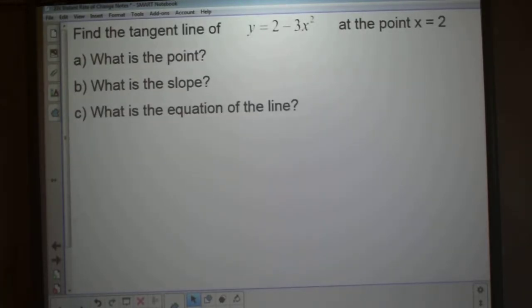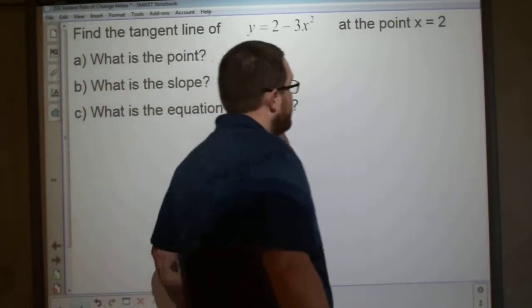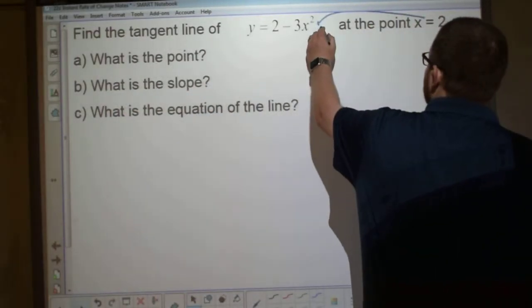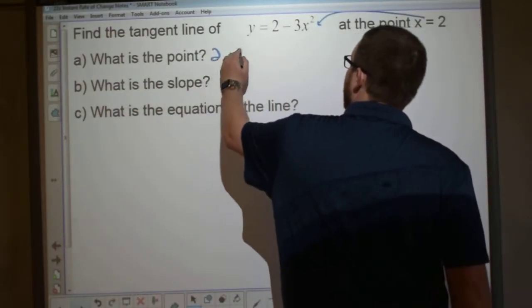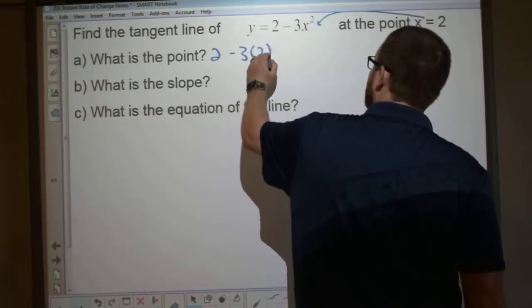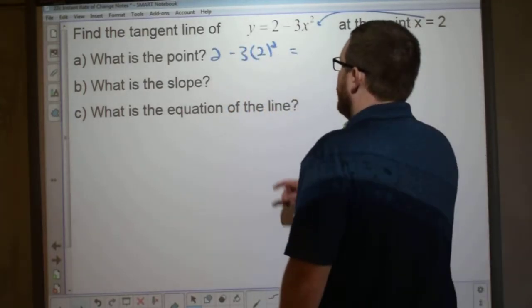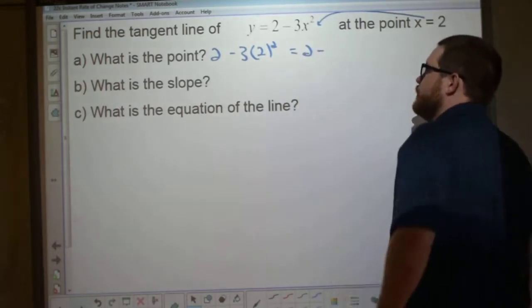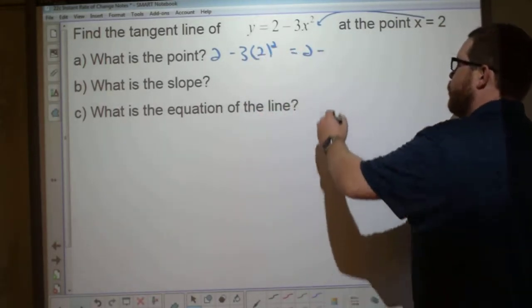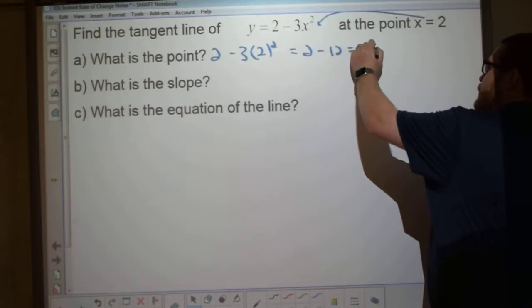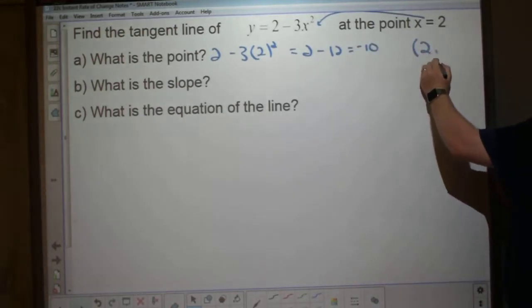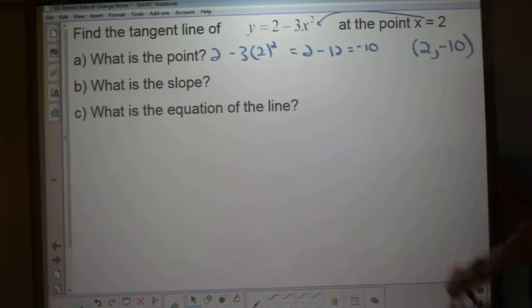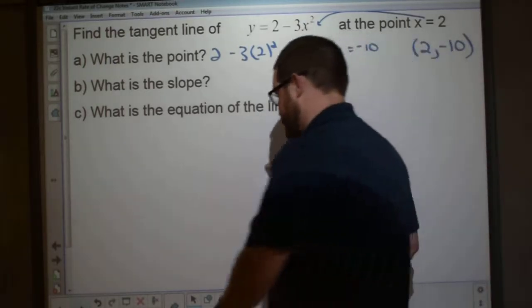So, what is the point? What is the slope? What is the equation of the line? The point is easy. To find the point, I just take the x and I plug it in here. That's going to be 2 minus 3 times 2 squared. Well, that's 2 minus 4 times 3 is 12, which is negative 10. So the point is x equals 2, y equals negative 10. What is the slope? Now, this is a little bit tougher.